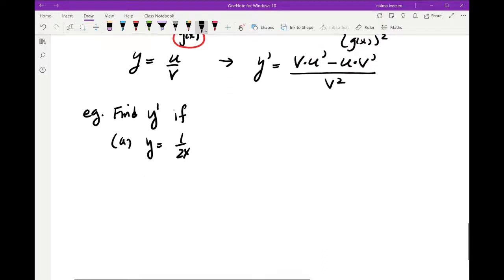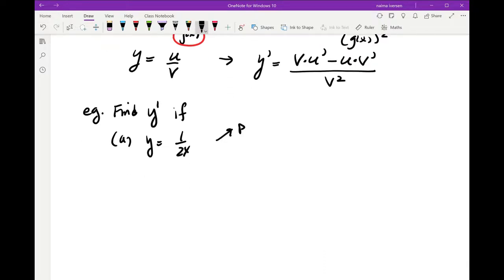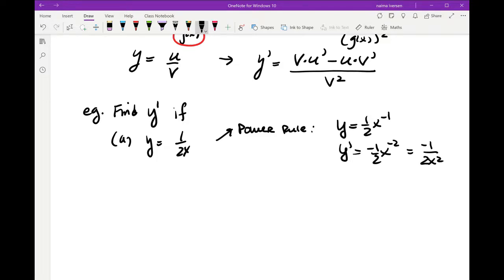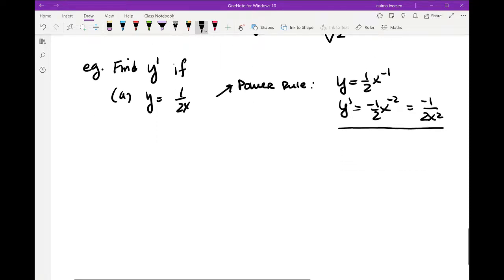For this one, you actually have a choice. You could use the power rule. And the power rule, you'd have to rewrite y as 1/2 x to the negative 1. And then you can bring the power down, reduce the power by 1, and you would end up with negative 1/2 x to the negative 2, or negative 1 over 2x squared. That's going to be what your derivative is going to be.